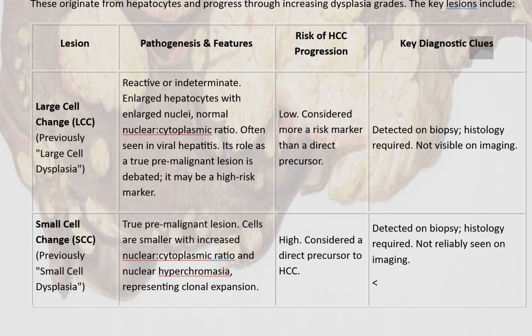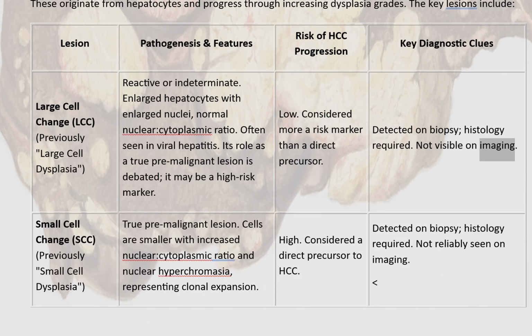Large cell change, LCC, previously large cell dysplasia. Reactive or indeterminate. Enlarged hepatocytes with enlarged nuclei, normal nuclear cytoplasmic ratio. Often seen in viral hepatitis. Its role as a true premalignant lesion is debated. It may be a high-risk marker. Risk is low. Considered more a risk marker than a direct precursor. Detected on biopsy, histology required.